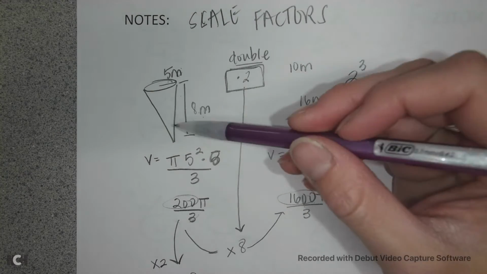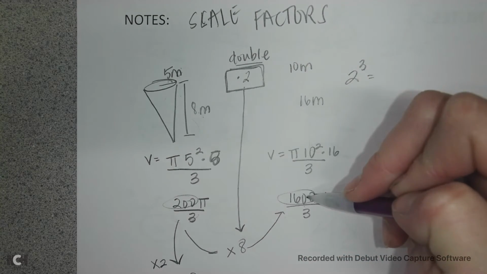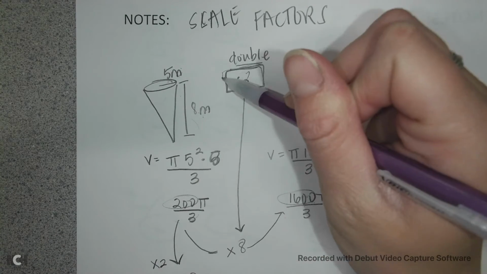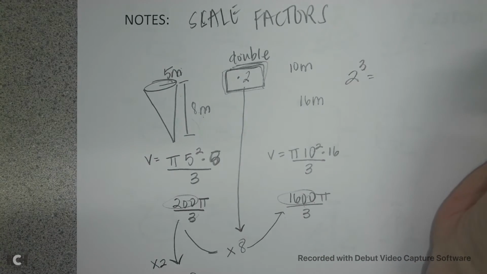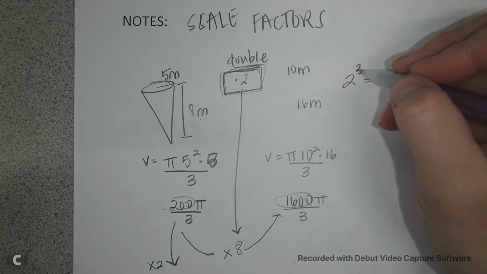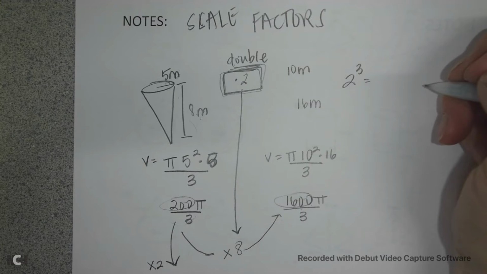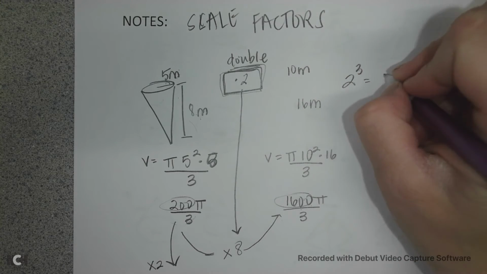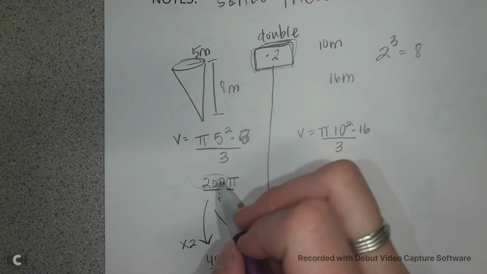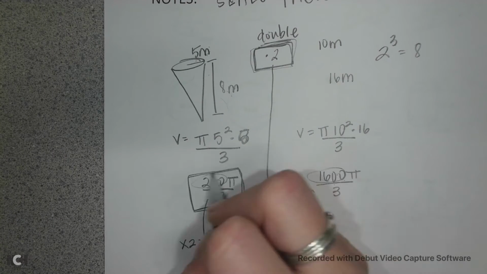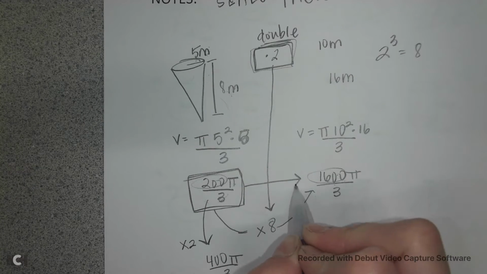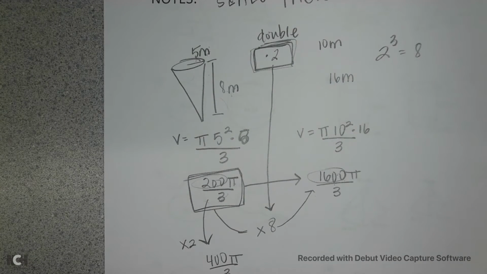So really what we're doing, if we wanted to shortcut to here, we would take whatever scale factor we have. It could be a fraction or a whole number. We cube it because volume is 3-dimensional, and then we can get the new volume that we would have. So 2 cubed is 8, right? So if I multiplied our original volume, 200 over 3 pi, times 8, I would get my new volume as a shortcut.